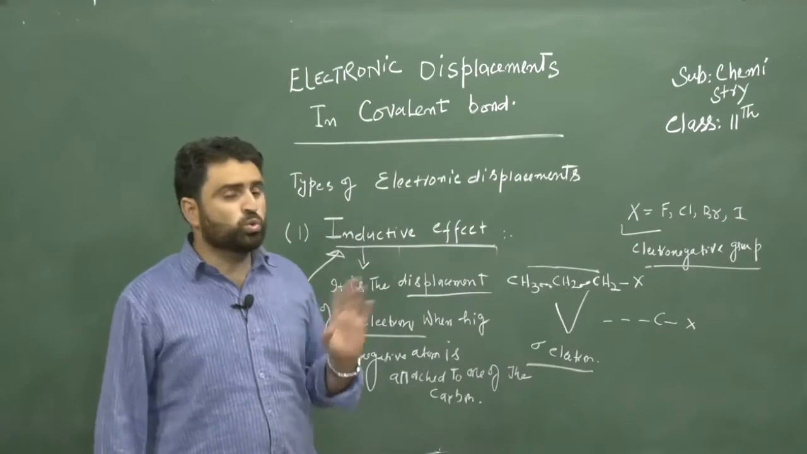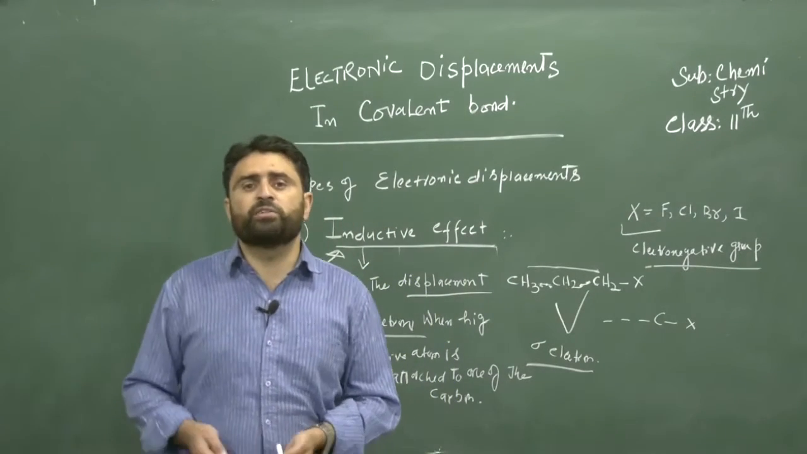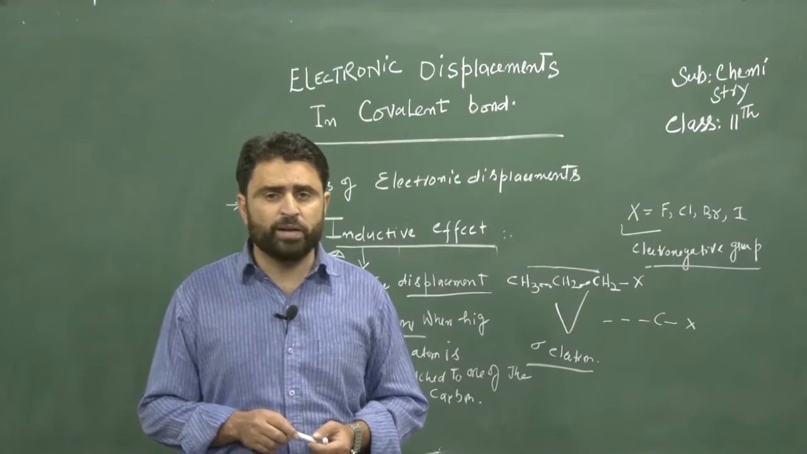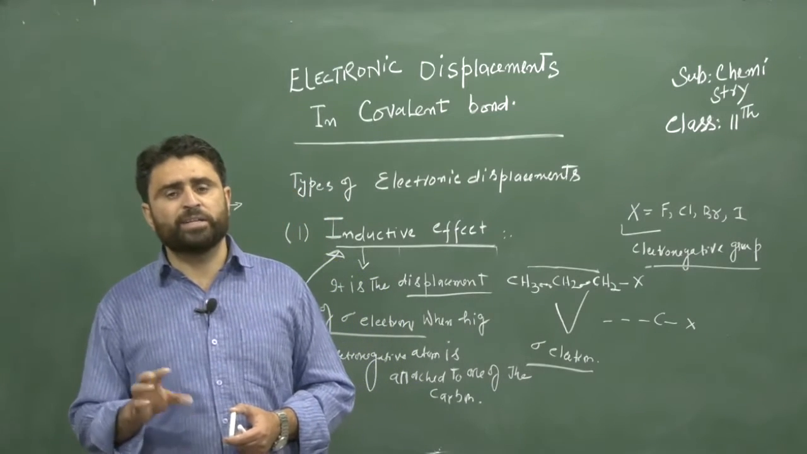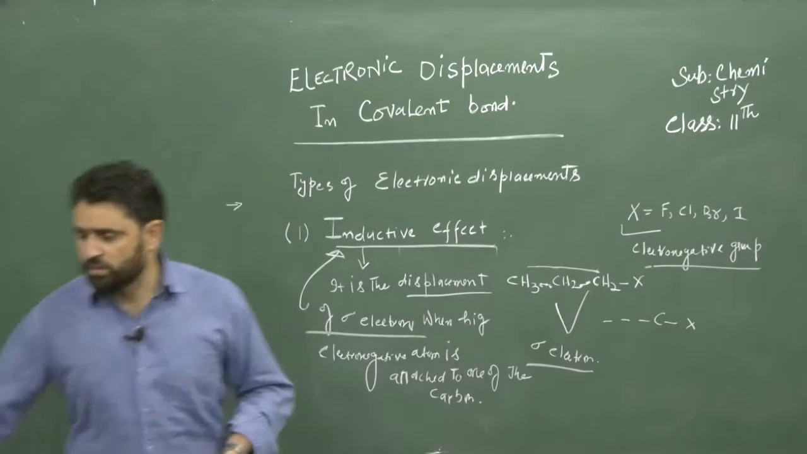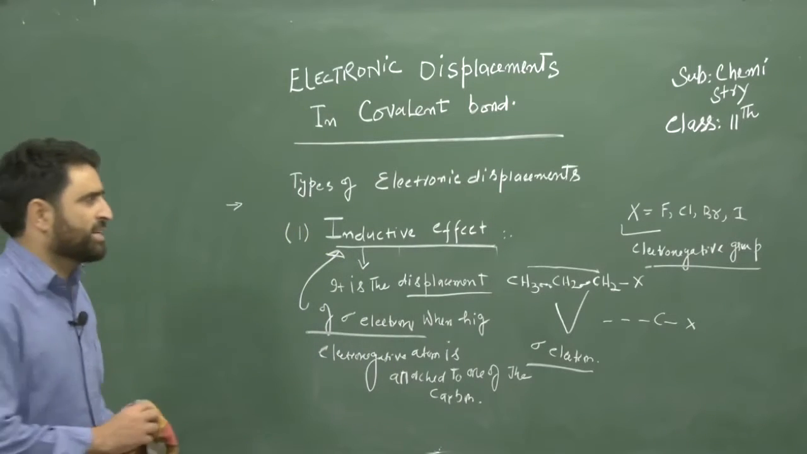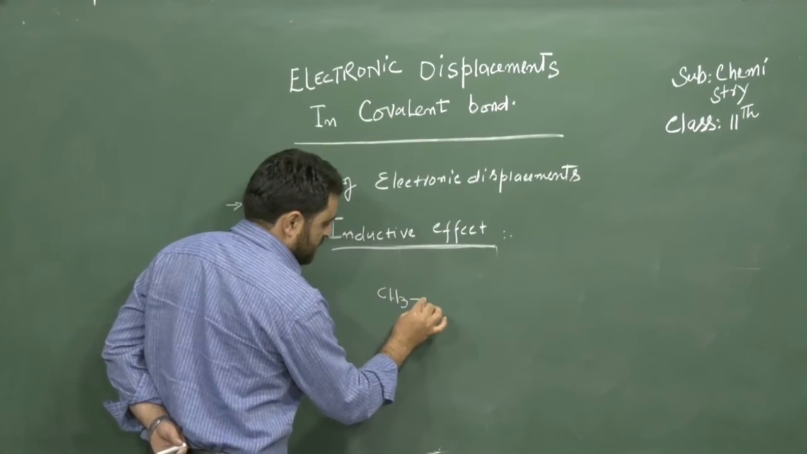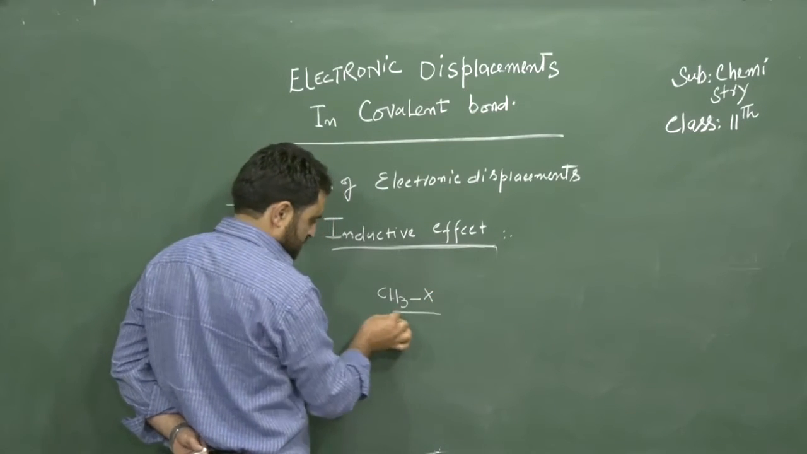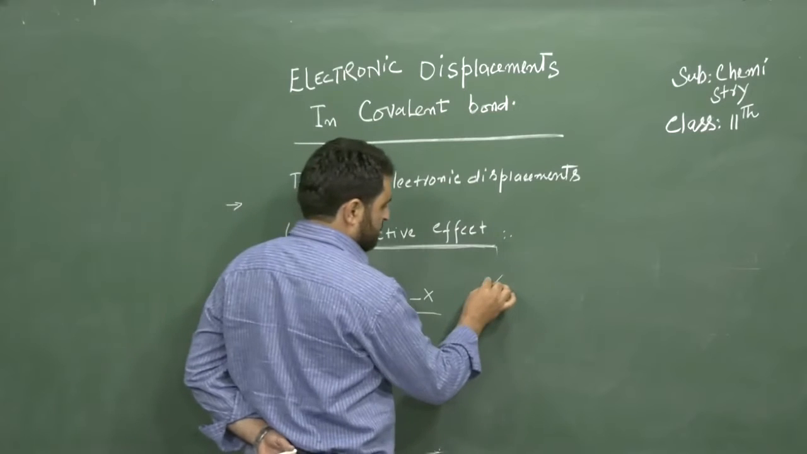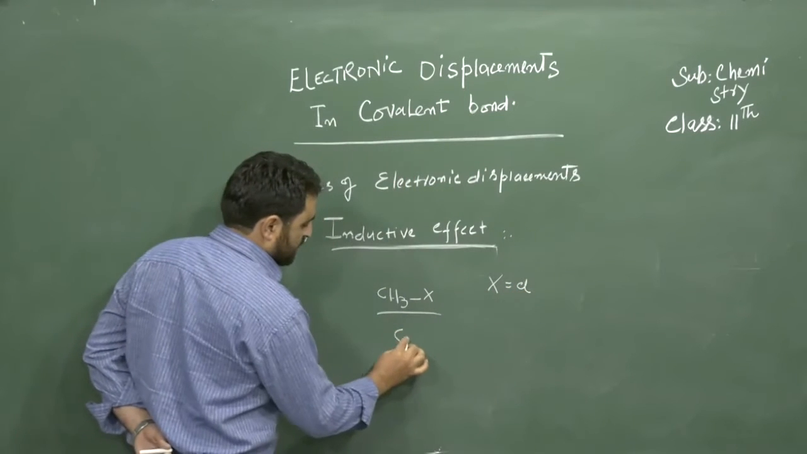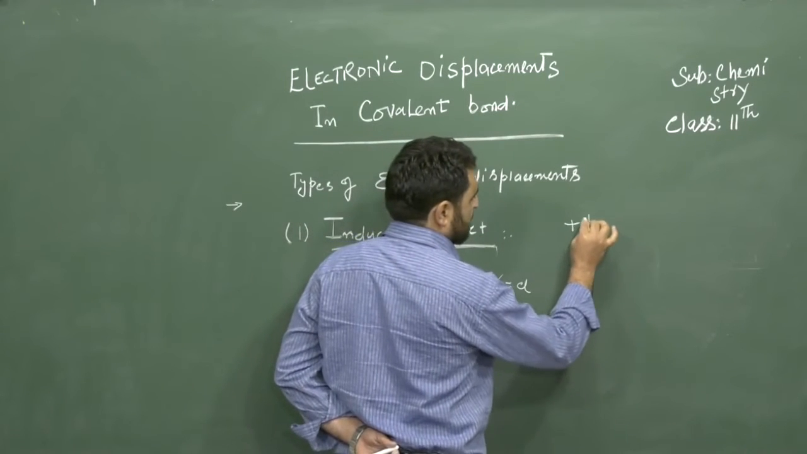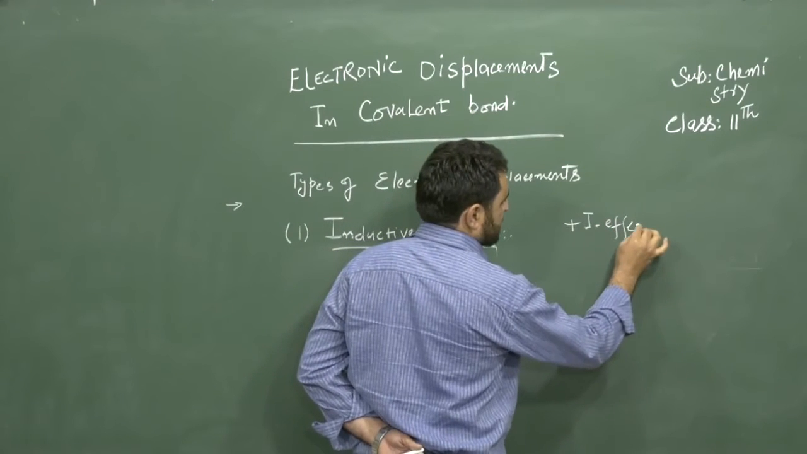Now we have two types of inductive effect. Inductive effect can be +I or it can be -I. That depends upon the type of group. Now we will discuss what is plus and what is minus I. Take CH3X. X I will put here as chlorine. So the compound will become CH3Cl. First of all, I will discuss plus I effect.